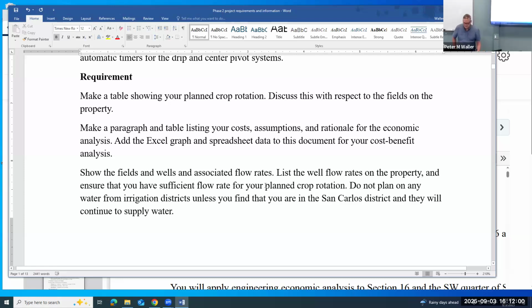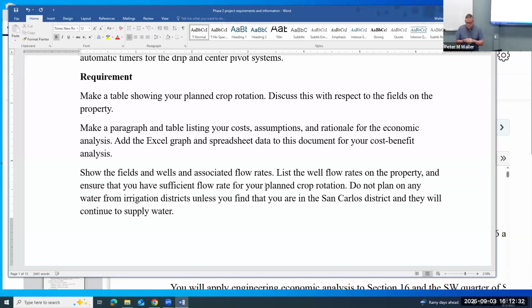So one thing I'd like you to do is, because we're not on canal water anymore, the student who told me about the solar, she looked up the wells and it's listing the well flow rates. So you can add up all the well flow rates and see if you have enough flow rate for your plans. But don't plan on any water from irrigation districts.